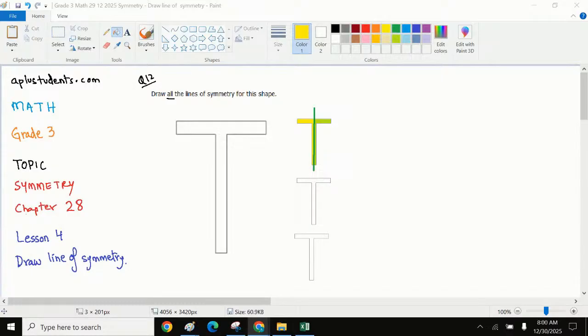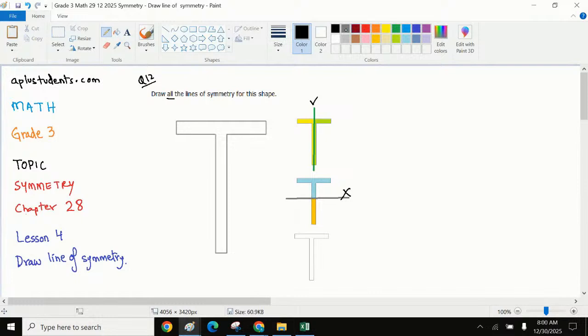Okay. Moving on further, let's try another line. If I make a horizontal line over here, does the shape above the line of symmetry look exactly the same as the shape below the line? No, it does not, right? Because it looks like a different shape. So this is not a line of symmetry.